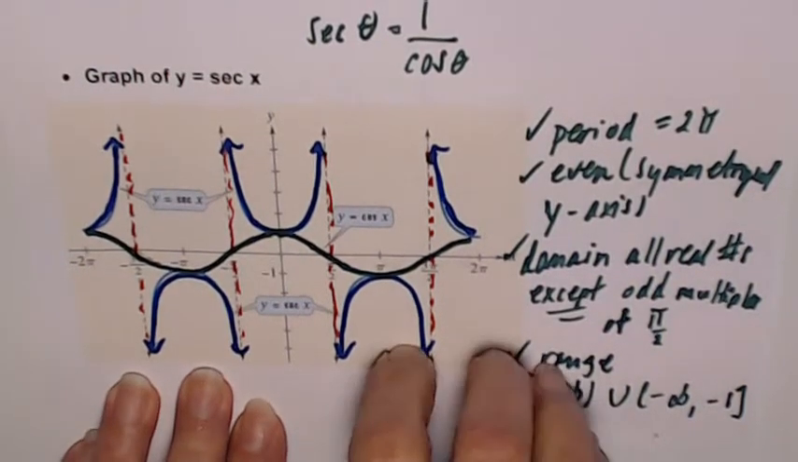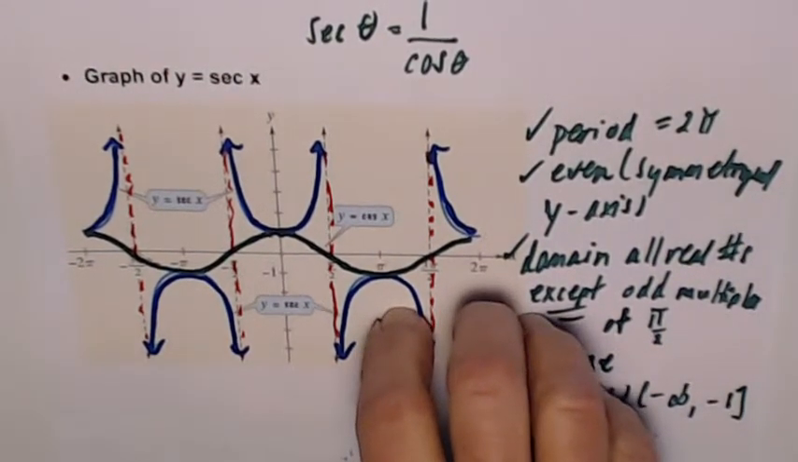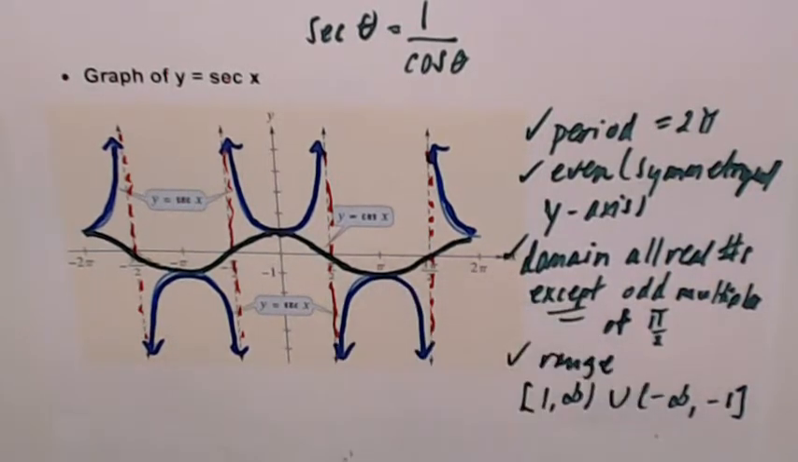So these are some key aspects of cosecant and secant graphs, and in the next video we'll take a look at an example for graphing.